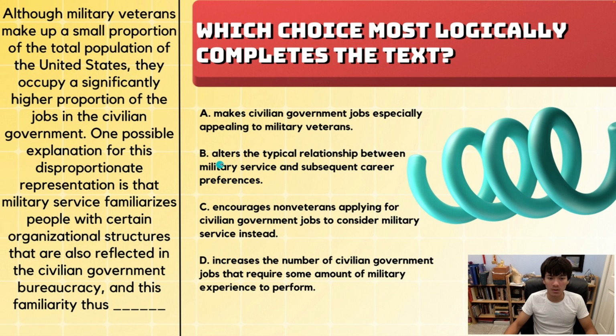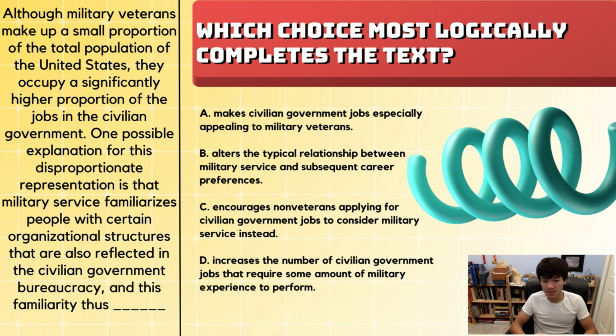Let's look at B. Alters the typical relationship between military service and subsequent career preferences. If you think about it, altering the typical relationship would decrease your familiarity, so we can immediately eliminate B. C says it encourages non-veterans applying for civilian service government jobs to consider military service instead. This isn't talking about applying for civilian government jobs, it's talking about people who would apply considering military service instead. But we're talking about people who used to serve in the military taking up civilian government jobs. So C is also incorrect.